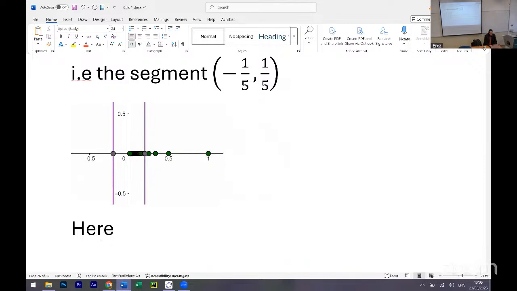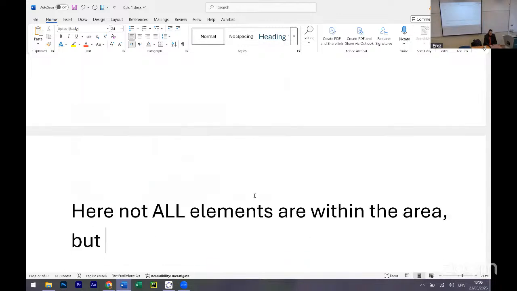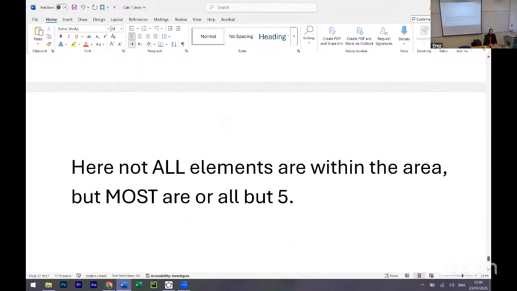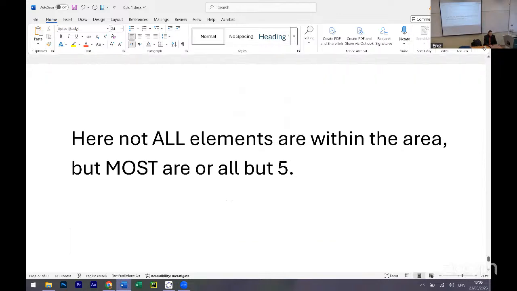Here, not all elements are within the area, but most are, or all but 5. Both descriptions are true, but one of them is more important to me, and I will explain why.